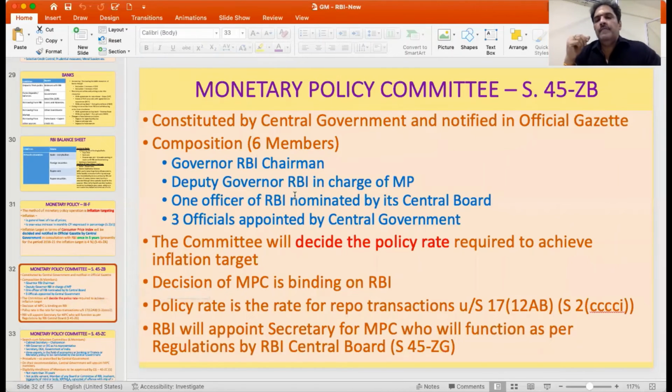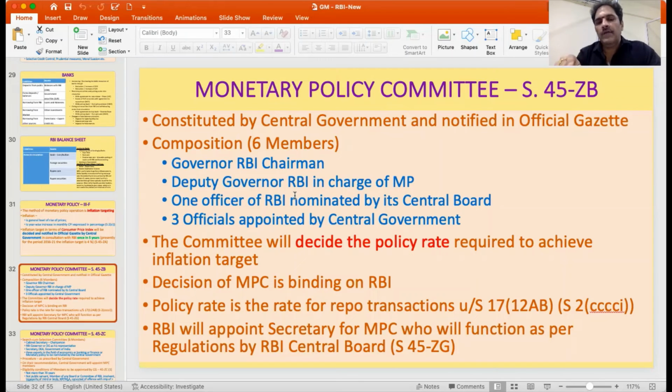Now, who decides the policy rate so that inflation is kept within that band? A committee called the Monetary Policy Committee is to be constituted, and that committee will decide. Prior to 2016, it was the Reserve Bank of India's governor who used to decide. It is not that they were not adopting a committee approach, but they had a committee called the Technical Advisory Committee for Monetary Policy, and this was basically a recommendatory body, and its decision was not binding on the government or on the governor or the Reserve Bank of India.